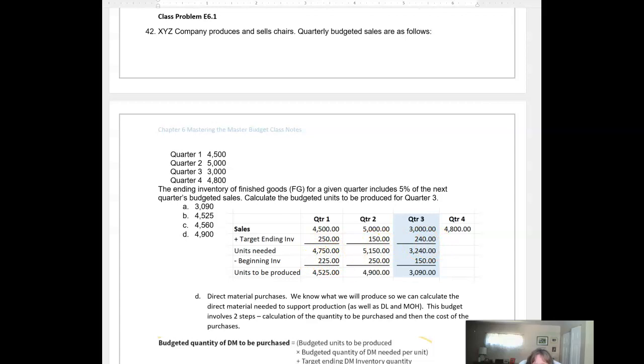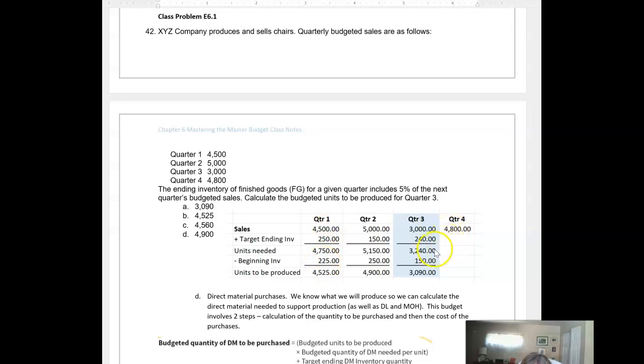And beginning inventory, in this case, well, let's do these 2 quarters first. Beginning inventory would have been ending inventory from the prior quarter. So beginning inventory here would have been 250. Beginning inventory for quarter 3 would have been ending inventory for quarter 2. Because we don't have a beginning inventory here, all we know is that it should have been 5% of this 4,500. So that's what that 225 is. It's these sales times 5%. That would have been your beginning inventory.